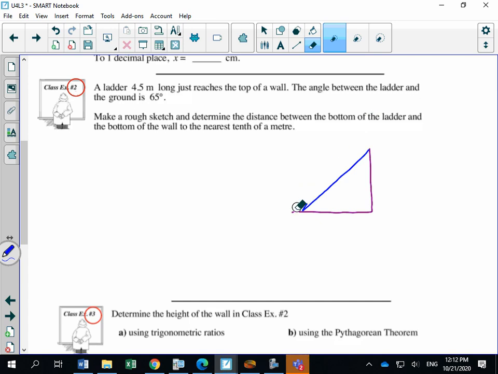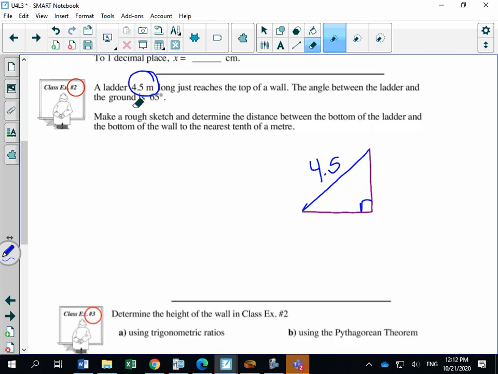So you have to be able to draw your picture. Okay, now let's see if you could label things. A ladder is 4.5 meters long. Does that get this vertical height here, or is that going to be 4.5 the hypotenuse? What do you guys think? That's the hypotenuse. This is the ladder here. This is my wall. This is the ladder. So a ladder is 4.5 meters long. That goes here. My 90-degree angle goes there. The 4.5 meter ladder reaches the top of the wall. The angle between the ladder and the ground.